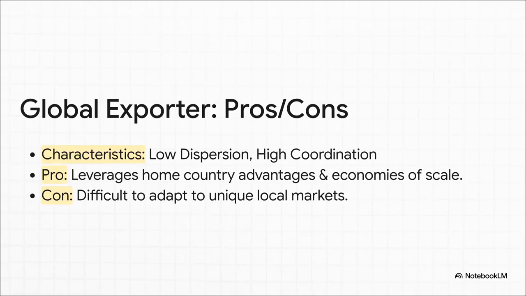So what's the upside? Well, this model is fantastic for efficiency. You get these massive economies of scale, and you can lean hard on your home country's reputation. Think German engineering or Swiss watchmaking. But there's a big downside, right? You're essentially creating a one-size-fits-all product. And that might just not work for customers with really different tastes in other markets.